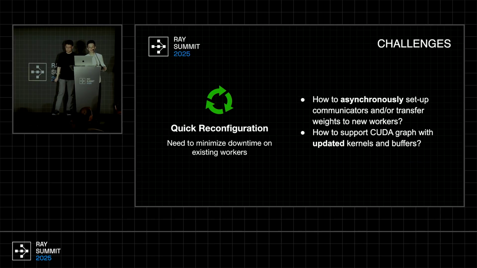Let's first take a look at the first part, how to minimize the downtime on existing workers. Here the challenge is how can we asynchronously set up the corresponding communicators and, for example, transfer weights to the new workers. We also need to support CUDA graphs with updated configuration that includes the new set of kernels, and we also need to allocate the new communication buffers. And I will talk about this in detail later.